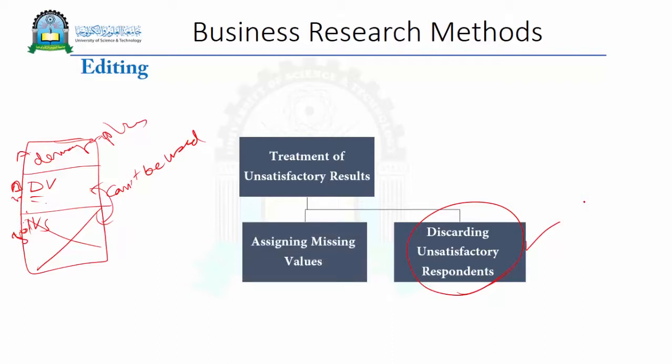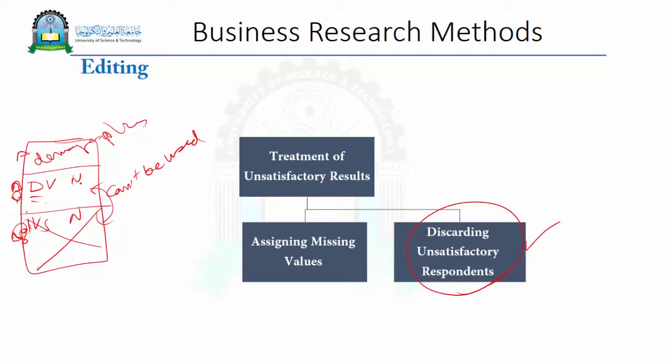The second one is assigning missing values. For this type of incompleteness, I can consider the incomplete items as neutral, as if the respondent was trying to say he is conservative, or he doesn't know any information about these things.